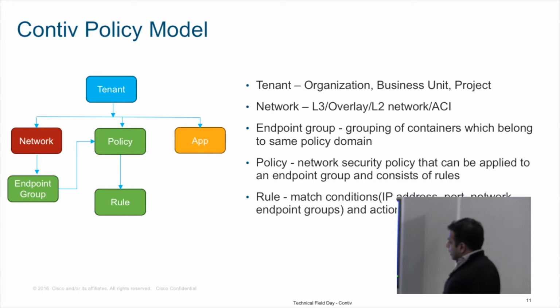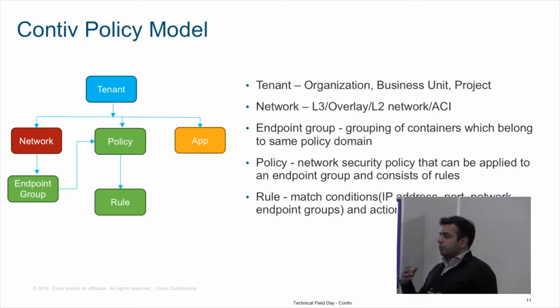So the policy model is captured here. What we have is a tenant that basically creates a network. And this is where your pods or your containers would come up. And once you have that network created, then you define your endpoint groups. Now you would probably start thinking this is very similar to the ACI model, because you've heard that previously in ACI. So guess what? It is actually the same model borrowed into Contiv for containers, where we have the concept of endpoint groups and policy and rules within for containers as well.